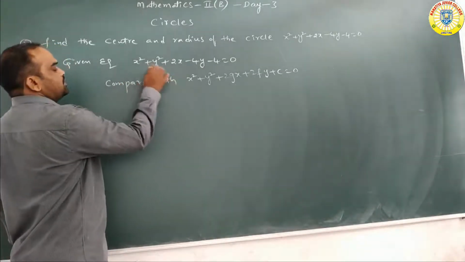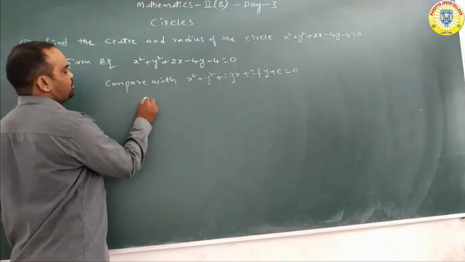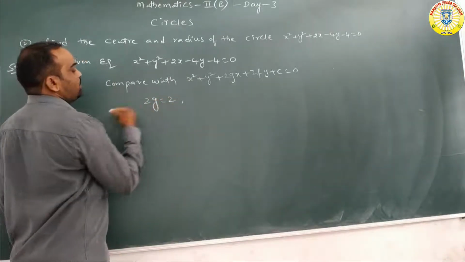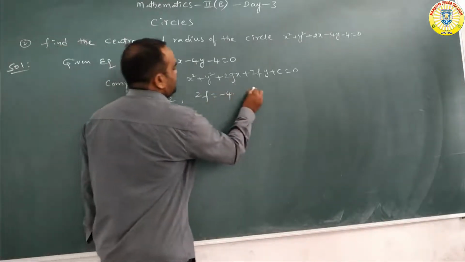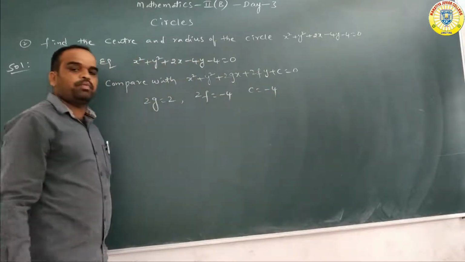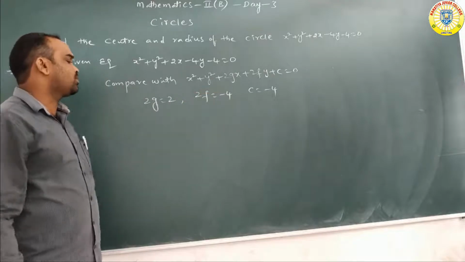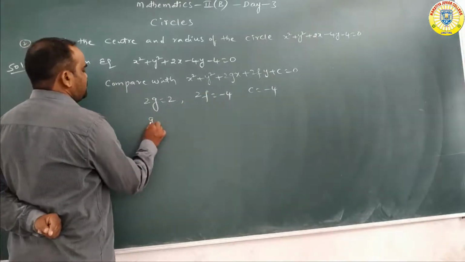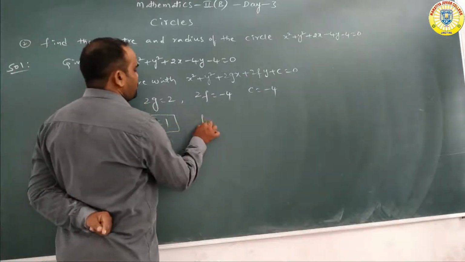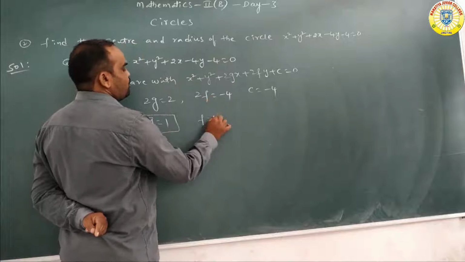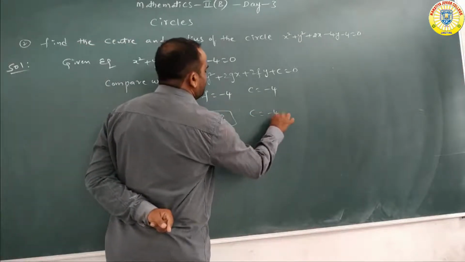Comparing this equation with x squared plus y squared plus 2gx plus 2fy plus c equal to 0: 2g is equal to 2, 2f is equal to minus 4, and c is equal to minus 4. So g is equal to 2 by 2, which is 1. f is equal to minus 4 by 2, that is, f is equal to minus 2. And c is equal to minus 4.